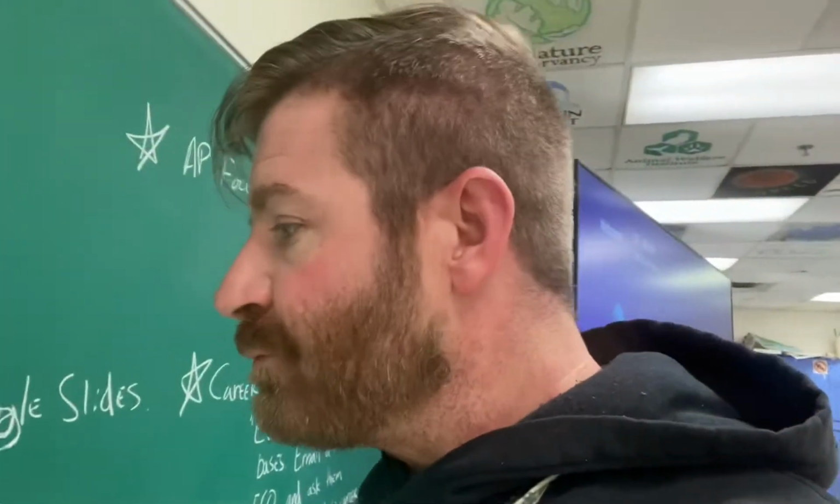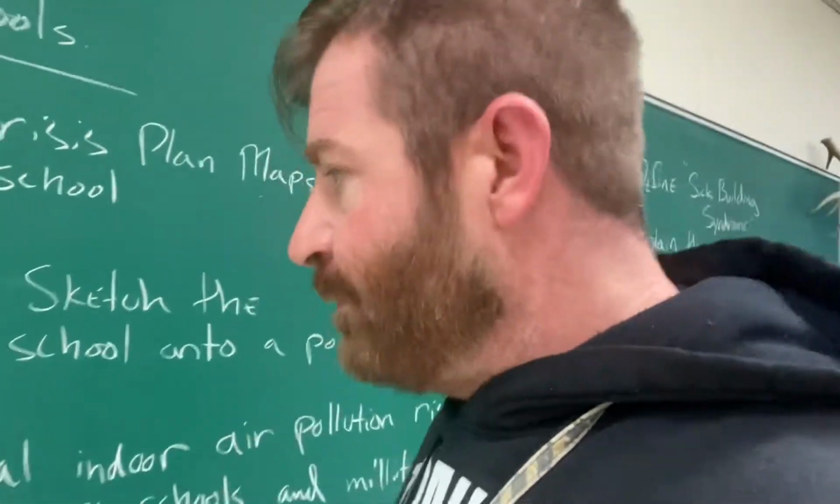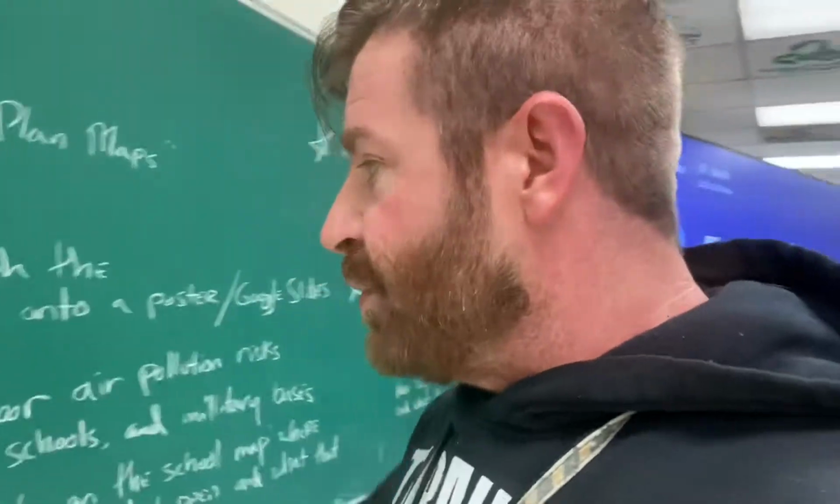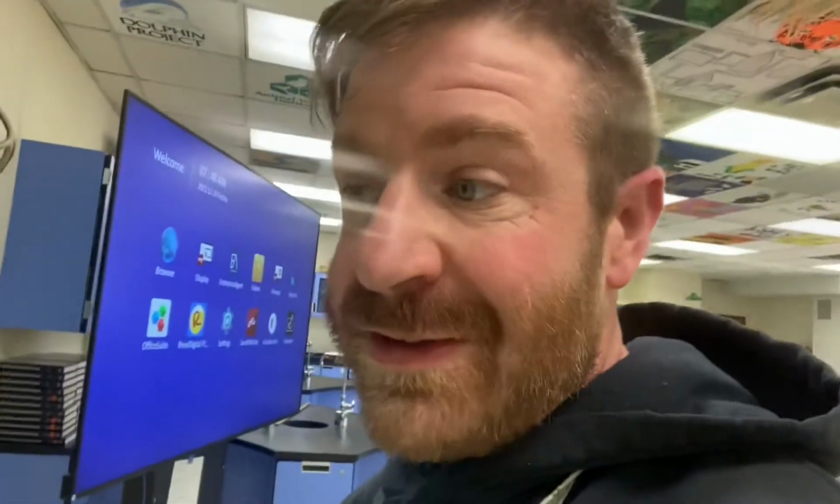Those are how we talk about how we exit for a fire drill, or we move to the inside of the school during a shelter-in-place drill or something like that. All schools have that, so this is a great place to start. You're going to sketch those. That's step 2. Step 3, you're going to research a lot. Indoor air pollution risks in homes, businesses, schools, and military bases. And that last piece is important. We'll get to that in a second.